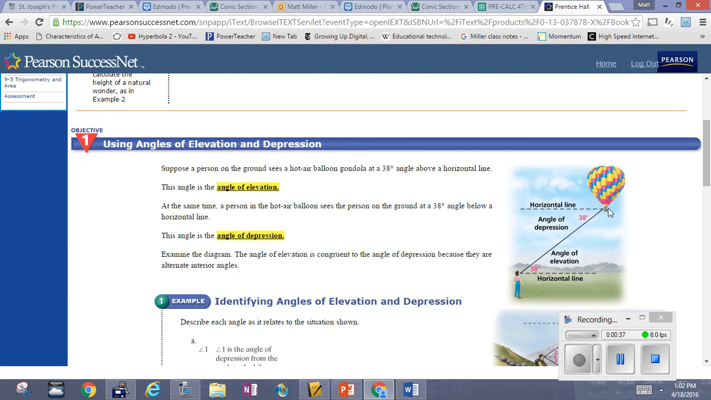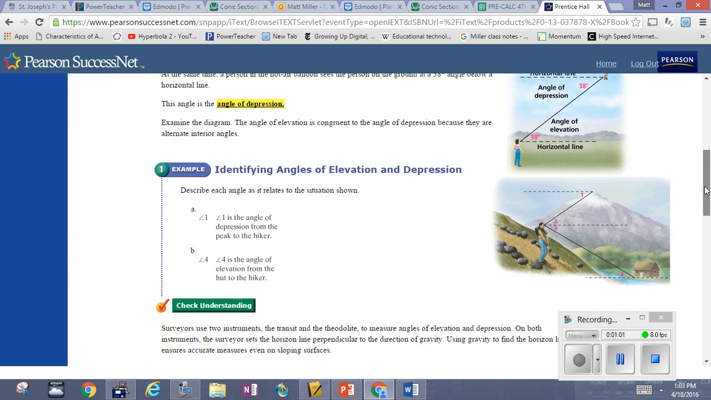The person in the balloon is looking down. Their angle is measured relative to the horizon up here, and they're looking down with the same angle, 38 degrees, between the horizon and the line of sight. So angle of depression is from the horizon looking down, angle of elevation from the horizon looking up.